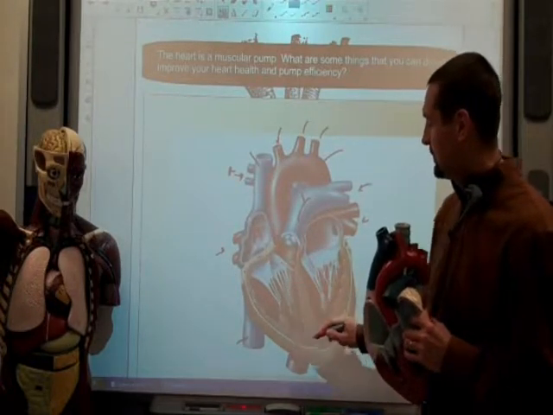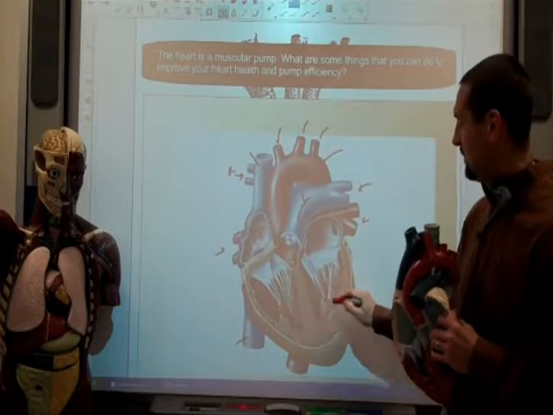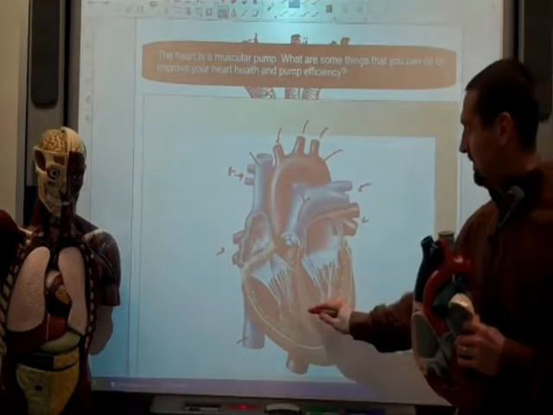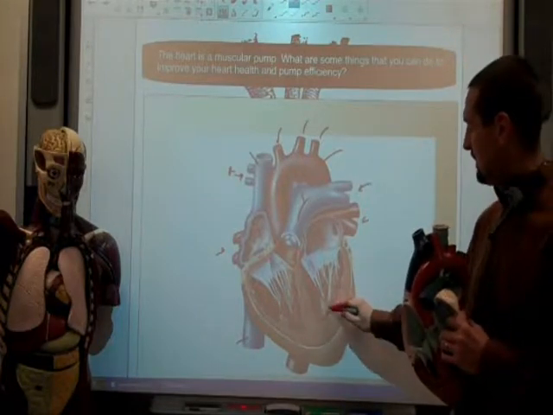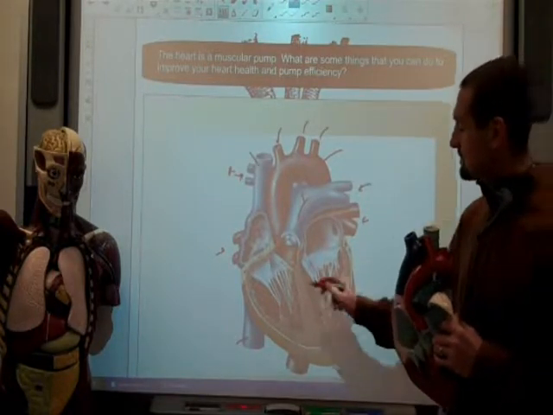Here we have the right ventricle. Here we have the left ventricle. Here we have the septum. The layers: pericardium, myocardium, and inside is endocardium.